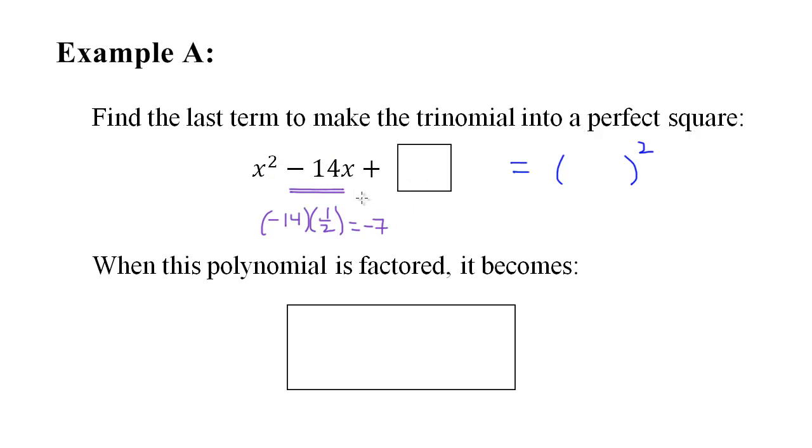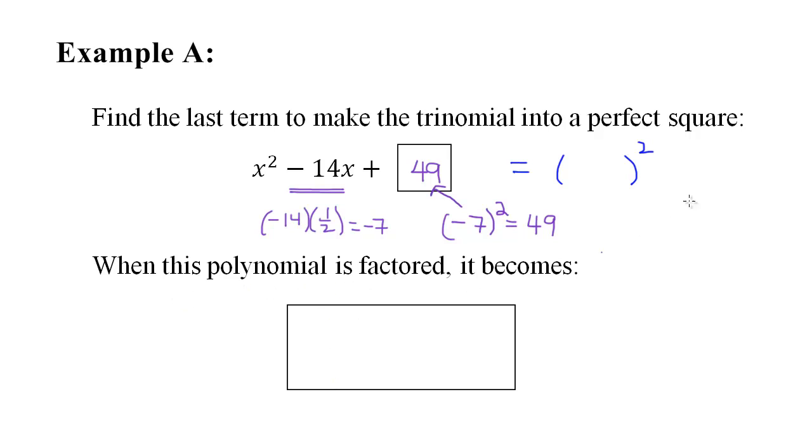If I'm rewriting this as something being squared, the negative 7 is crucial to this binomial. But it's also crucial to the trinomial. How? Well, what goes in the box to make this trinomial is simply this number, negative 7, squared, the square of that number. And negative 7 squared is 49. So what we put in the box right here is positive 49. x squared minus 14x plus 49 will factor as a perfect square.